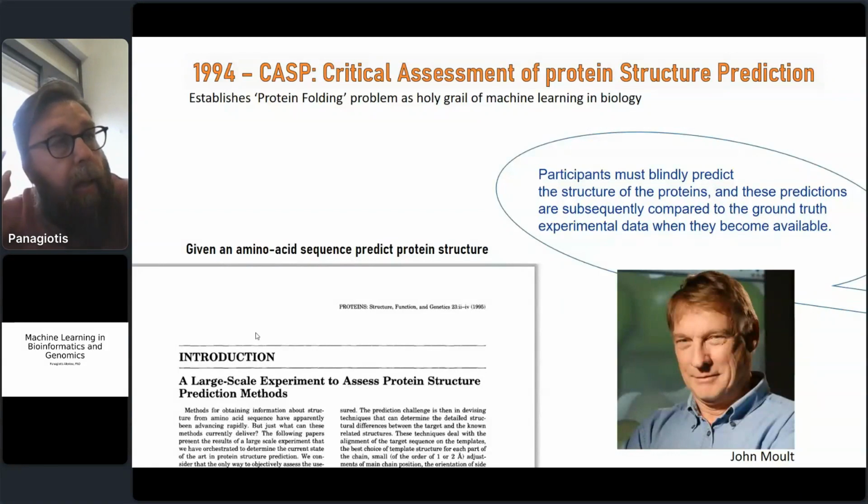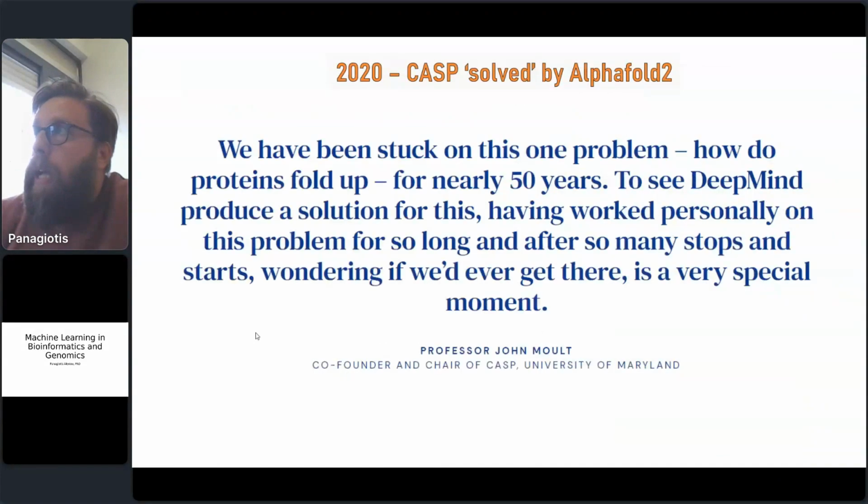Having this benchmark is what really propelled protein structure prediction. When it came to machine learning, pretty much everybody or most people were working with protein structure. And in 2020, we reached a point where, with the new machine learning techniques, the problem was finally solved. For 50 years, basically, the whole community was working on finding a solution to this problem, with many dead ends and getting to a point, but not further.